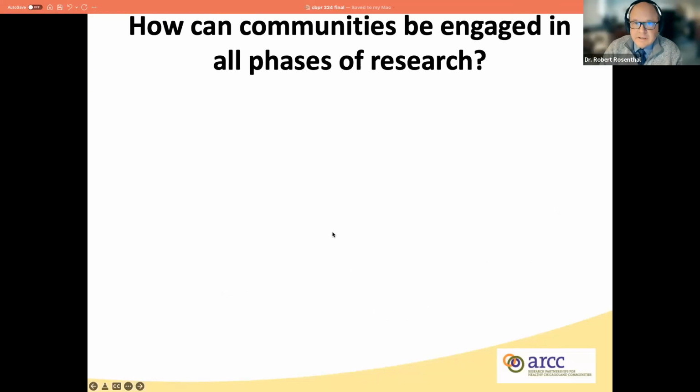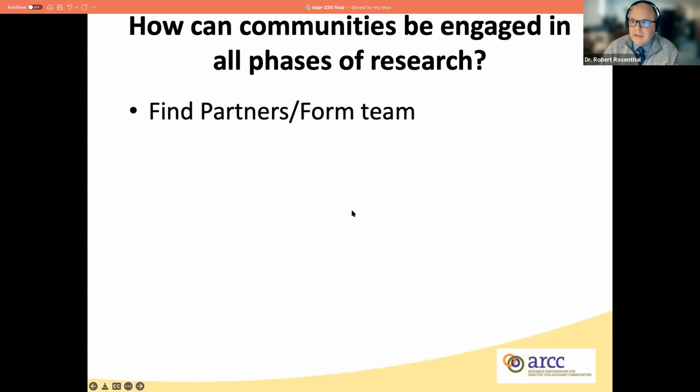So the question then comes, how can communities become engaged in all phases of research? And it's a multi-step process, and part of the challenge with community-based research is there are many more steps in the process than a normal research project. The first issue is that people have to find partners and form a team. Then they have to form the research question. So the research question should not necessarily be formed prior to involving the research partners.